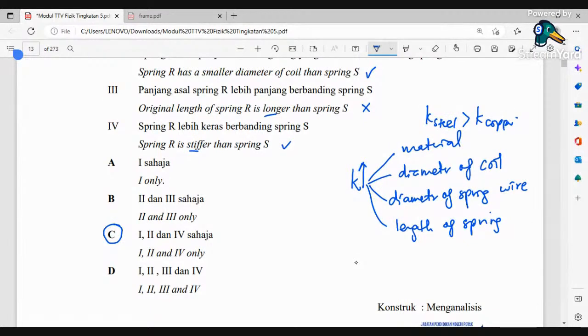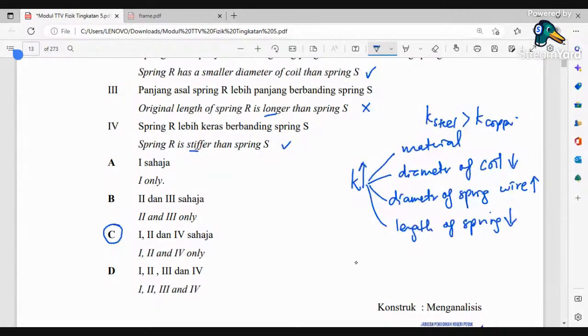Okay, diameter of coil, kalau K larger means diameter of coil must be smaller. Diameter of spring wire must be larger. Length of spring must be shorter. Okay, faham tak ni spring wire?